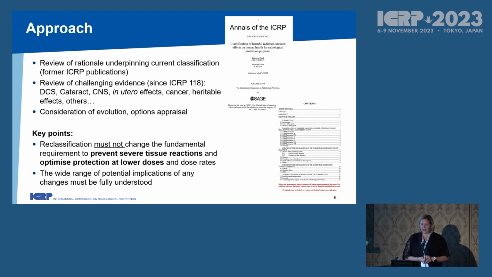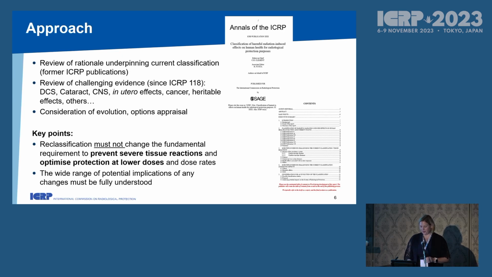So the approach is to do some reviews of the literature, as you might not be surprised to hear, and we're specifically focusing on that challenging evidence. So in the light of the currently classified tissue reactions, DCS, cataract, CNS, and in utero effects, and then the stochastic effects of cancer and heritable effects. We'll also be looking at the different options around the evolution, and we've decided to adopt an options appraisal type approach. We're certainly going to need a lot of help with that.